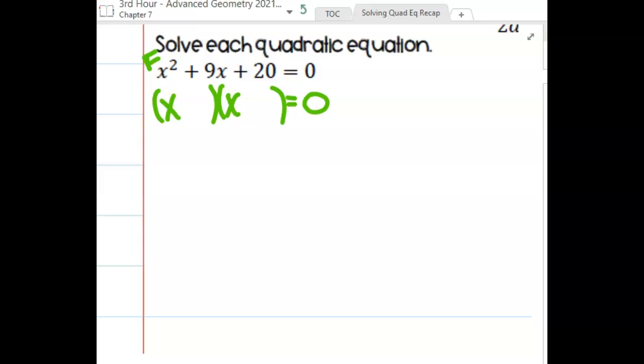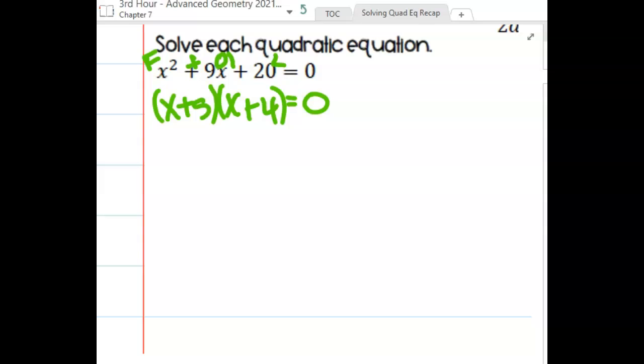Now, to figure out the rest of this, remember that if I were to FOIL this out, my L, these last terms multiplied together, gives me 20. But also, when you FOIL it out, you do the F, O, I, and then the L, the O and I, remember, I combined them together. I added. So you're looking for the numbers that multiply to give you 20, but add to give you 9. 5 and 4. So x plus 5, x plus 4.